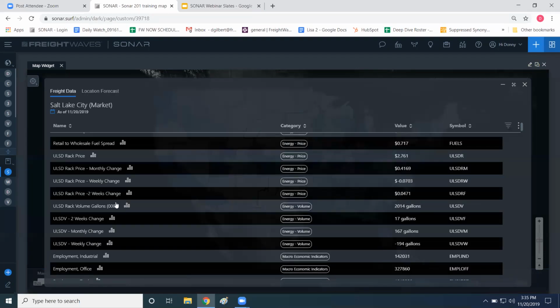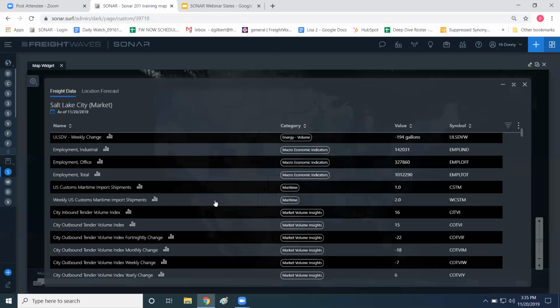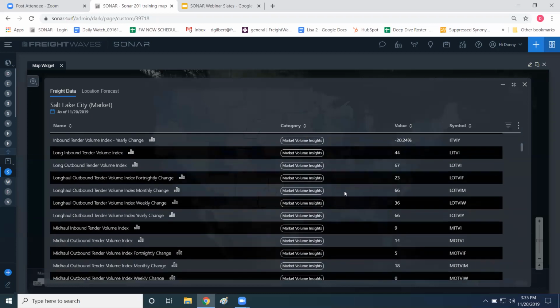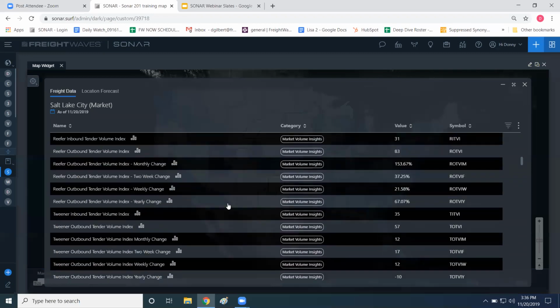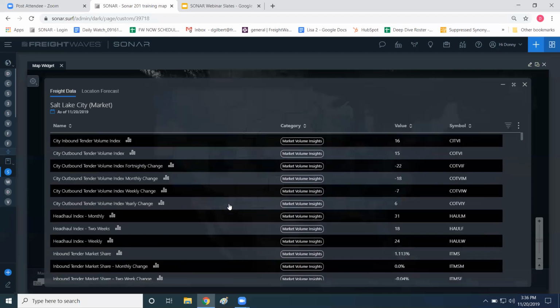Let's go ahead and expand this. If you want to just look very quickly, this will give you all the indices of the Salt Lake City market that I've clicked on. If you want to scroll down, they're in alphabetical order.